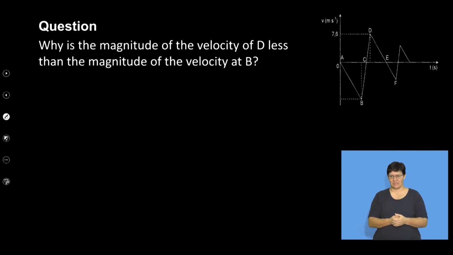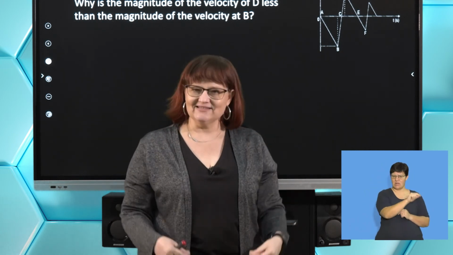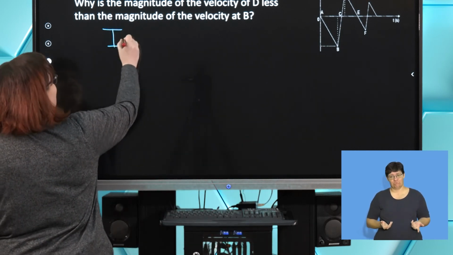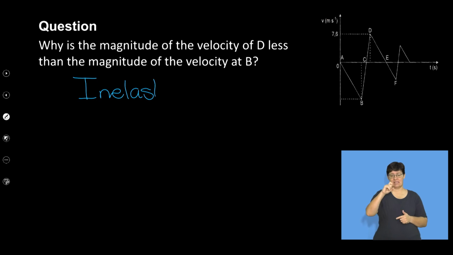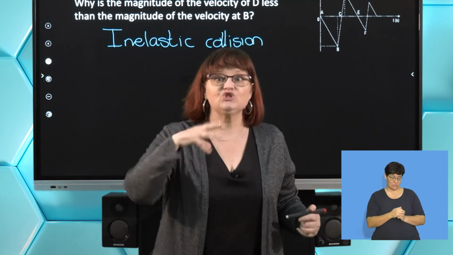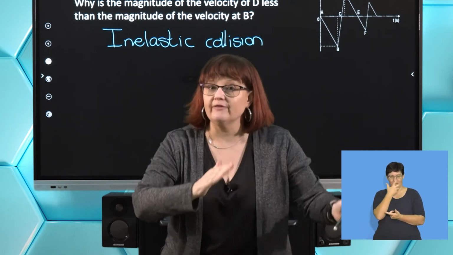Why is the magnitude of the velocity of D less than the magnitude of the velocity at A? Because kinetic energy isn't conserved. Okay? It's an inelastic collision. Very, very important. Kinetic energy isn't conserved. When you bounce a ball, you hear a sound. Kinetic energy is changing into sound. It's changing into heat because there's rubbing on the floor. Okay?